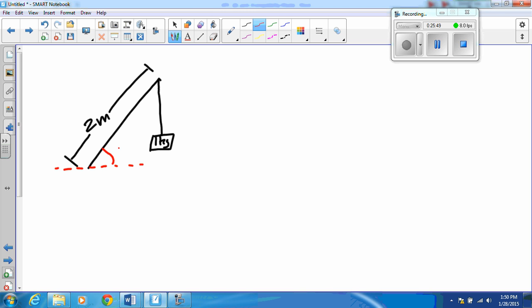Let's give it an angle. Let's say it's at a 60-degree angle. Would you use sine theta? Exactly, yeah.